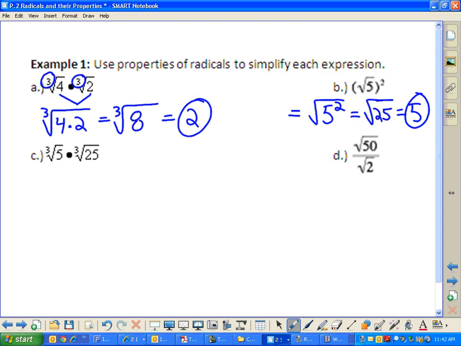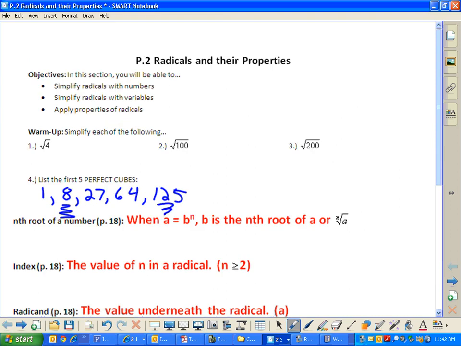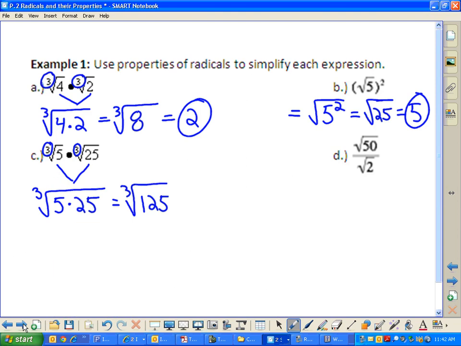Part C is another case where we can use the product property. I have the cube root of 5 times the cube root of 25. Whenever I see that those roots are the same and I'm multiplying them together, I can exercise the product property. So this is actually the same thing as taking the cube root of 5 times 25, which is the cube root of 125. And then I recall from my warm-up that 125 was actually a perfect cube. Cube root of 125 is just 5.